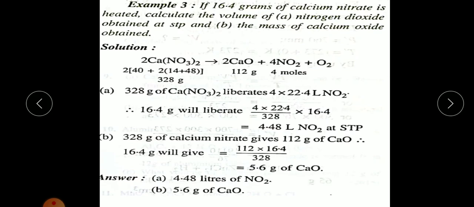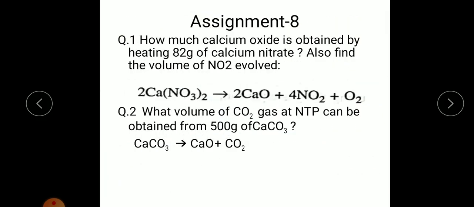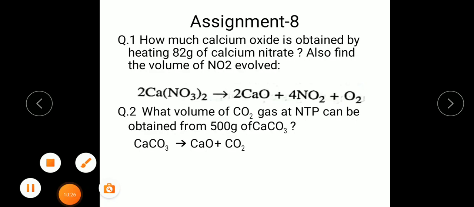Based on this understanding, this will be your today's assignment 8. Question number 1: How much calcium oxide is obtained by heating 82 gram of calcium nitrate? Also find the volume of nitrogen dioxide evolved. The equation I have already provided to you. Based on how we have understood the previous numerical, please do this. Question number 2: What volume of carbon dioxide gas at NTP can be obtained from 500 gram of calcium nitrate? Once again, using the same concept, please complete these 2 questions and submit them in the link that is provided to you.